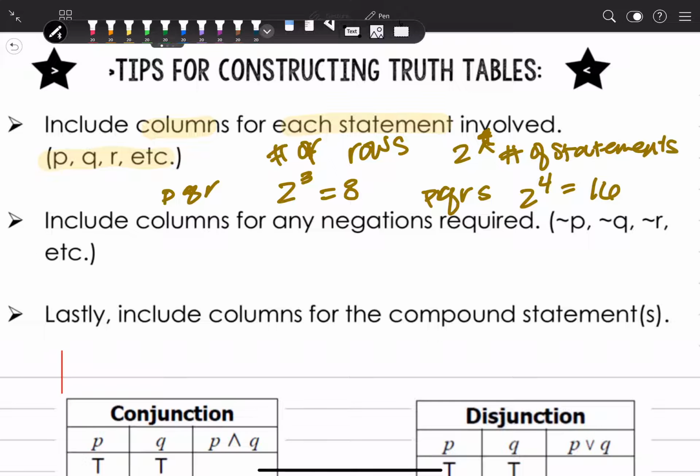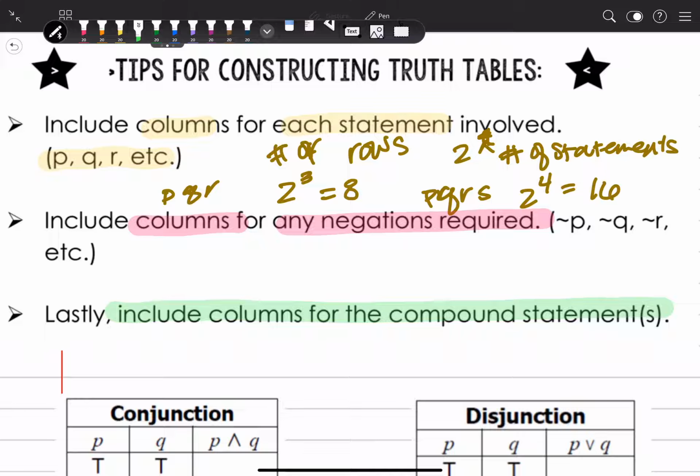All right. The next thing, you want to make sure to include columns for any negations required. So if it's saying P and not Q, well, okay, that means I need to make P first, and then I'm going to make a second column for not Q. Right now, maybe this doesn't make sense. Just wait till the end when we're working through the examples. I promise you it'll help out. And then the last step is you need to include columns for the compound statements. What is your final thing? Pretty much, just like everything in geometry, you're going to have to break it up bit by bit by bit.